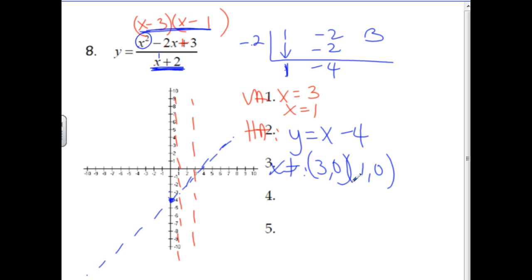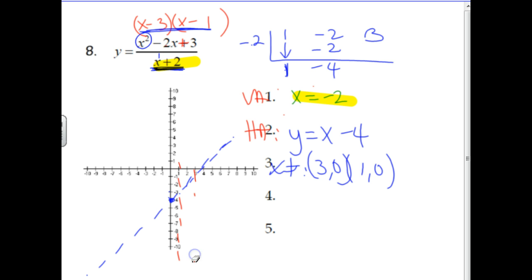Holy cow. I knew something was wrong because I have a point on the asymptote. My vertical asymptotes were wrong. Vertical asymptotes should have come from the denominator. Sorry about that. This should have been x equals who? -2. Oh my gosh, what was I doing? I need to take a break.